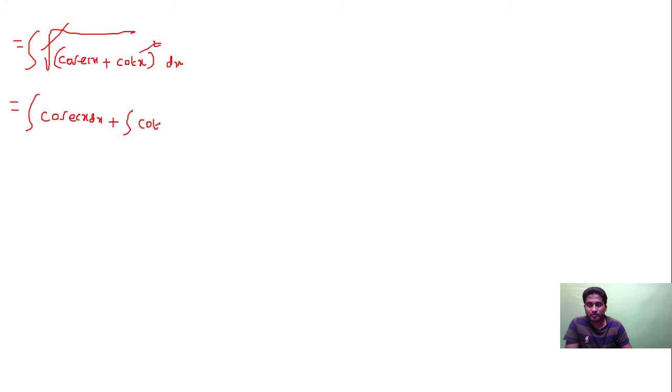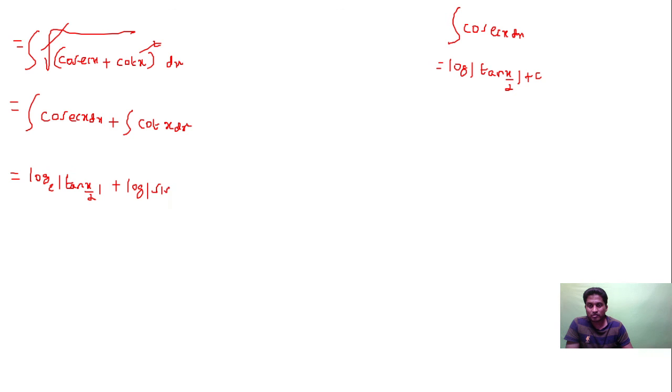I gave you that simplified form question in the previous classes. Integration of cosec x will be equal to log tan x by 2, isn't it? Integration of cosec x is log tan x by 2, simplified form. So this will be equal to log tan x by 2 plus integration of cot x is log sin x. So this is log of sin x and plus c. Log m plus log n is log m into n. You will get log of tan x by 2, and then sin x, plus c.